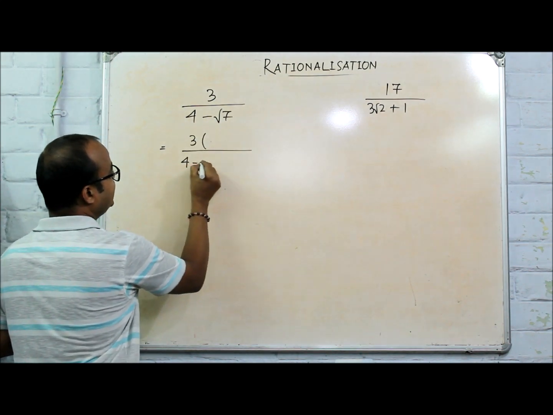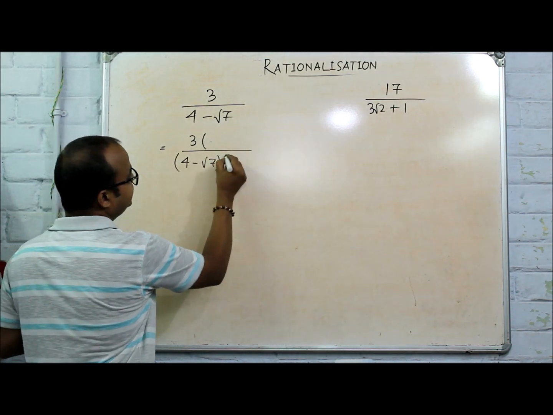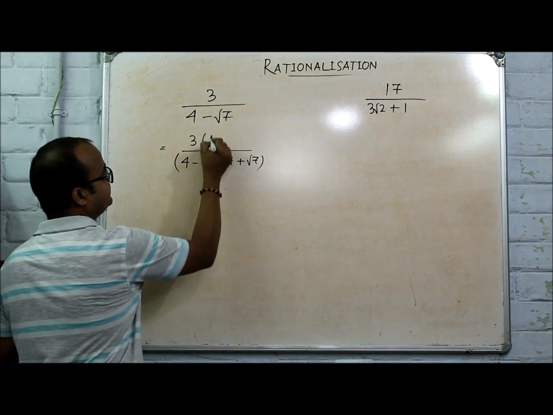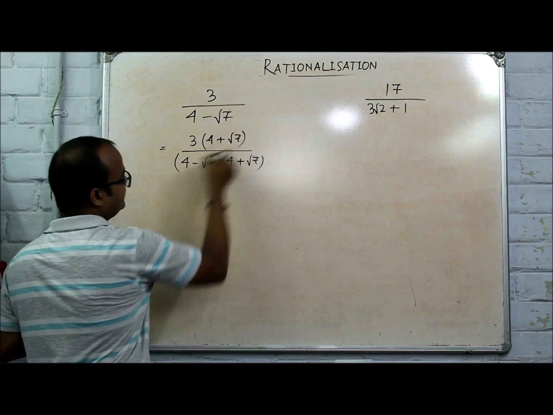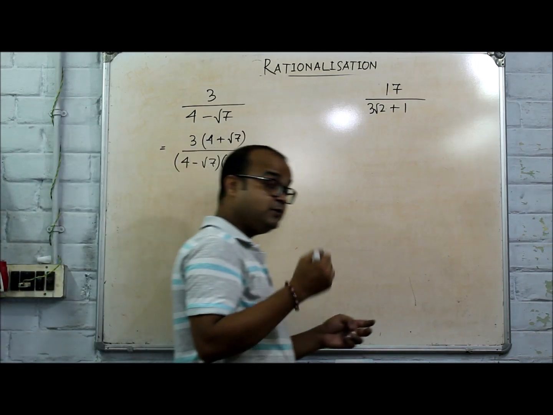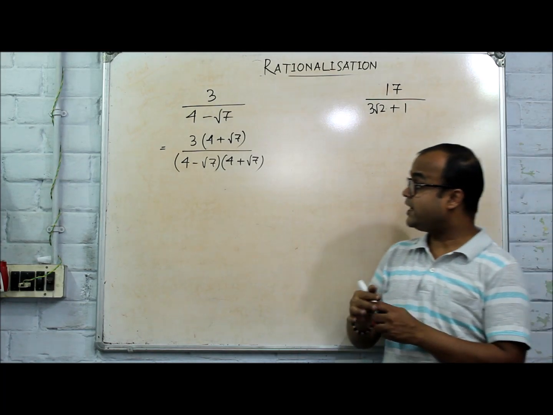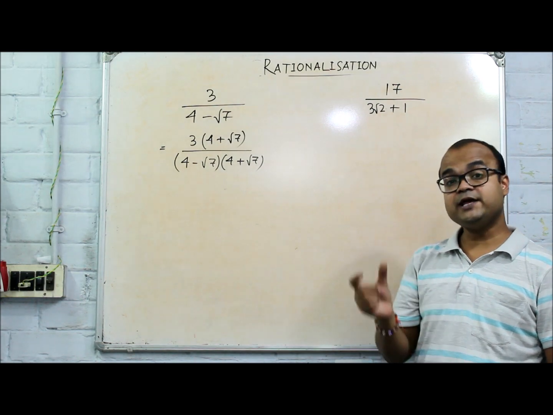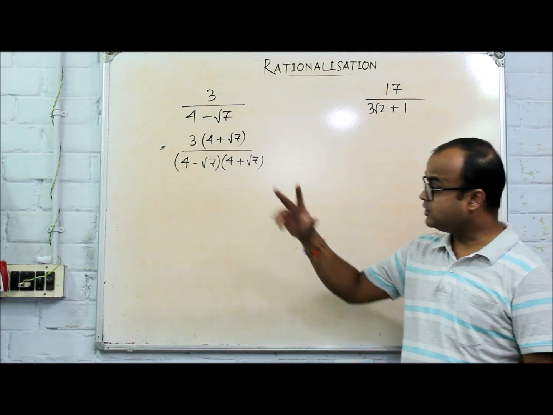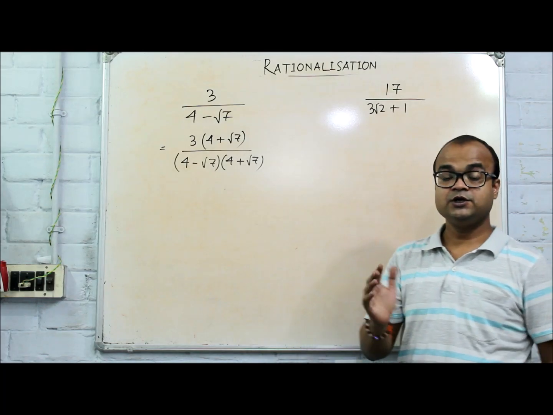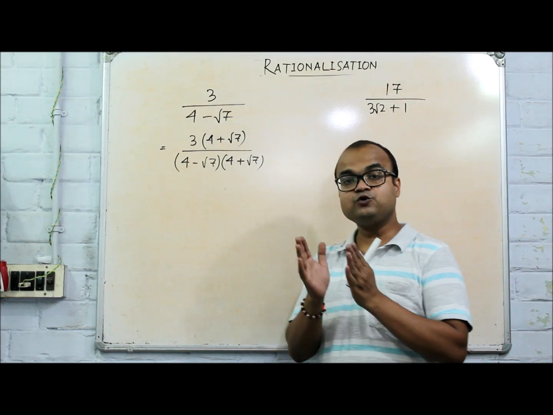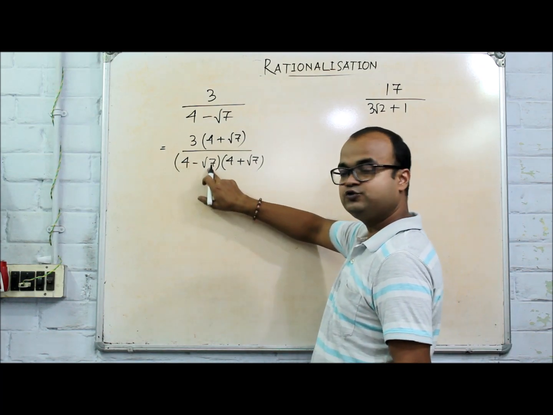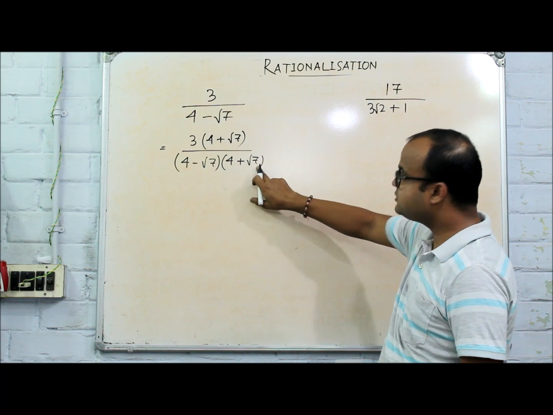In this case, we need to multiply numerator and denominator. For the first, the denominator contains 4 minus root 7, so we need to multiply numerator and denominator with 4 plus root 7. Why? Because to remove the square root term from the denominator, we need to apply the formula of a square minus b square. Once it is a perfect square, only then will the square root terms be removed from the denominator. So see, a minus b is given, so we multiply with a plus b.